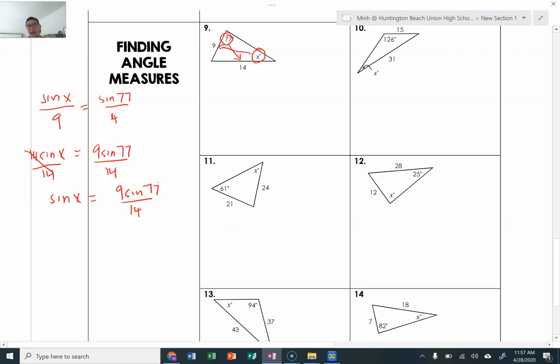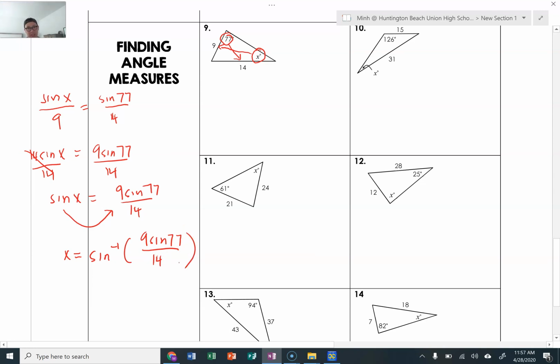And then our last goal is to get rid of that sine function. Well, it's not like it's a number. It's an actual function that you need to get rid of. We're going to move it to the other side, and that will become x. And remember, it becomes inverse sine. So it'll be inverse sine of 9 sine 77 over 14.